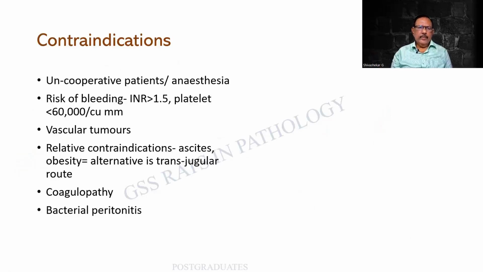The contraindications for a liver biopsy will be uncooperative patients. So obviously anesthesia would be required because it is a mandatory investigation. Risk of bleeding, we have already said. INR when it is more than 1.1 and the platelet count is too low. Vascular tumors, obviously there should be great precautions. Other contraindications we have mentioned: coagulopathy and bacterial peritonitis. Be careful when we are going to meddle with an abscess, we are going to help in the spread of infection.